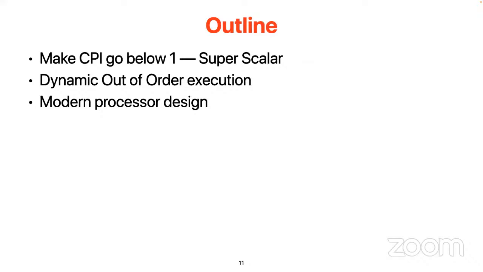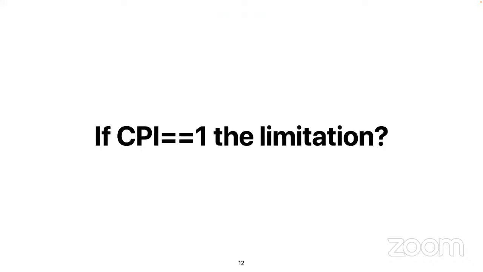So today we are going to talk about a few things that would make our CPI go below one and try to squeeze as much performance out as possible. And then I'm going to show you what modern processors look like, so that next week, when we talk about how to optimize your code, you have a better idea of why I am optimizing my code like this, or why I shouldn't spend so much time doing this. So the big question we have now is whether CPI equal to one is the limitation.